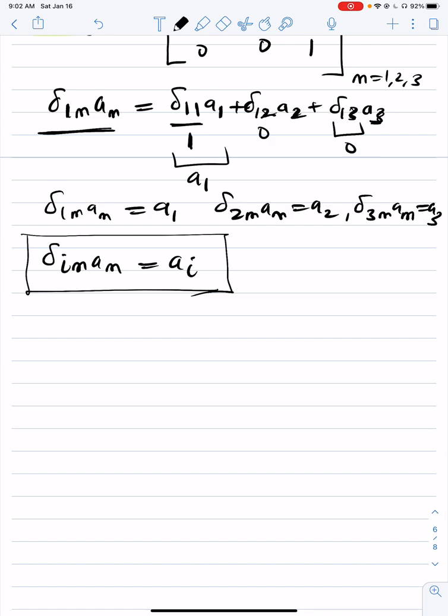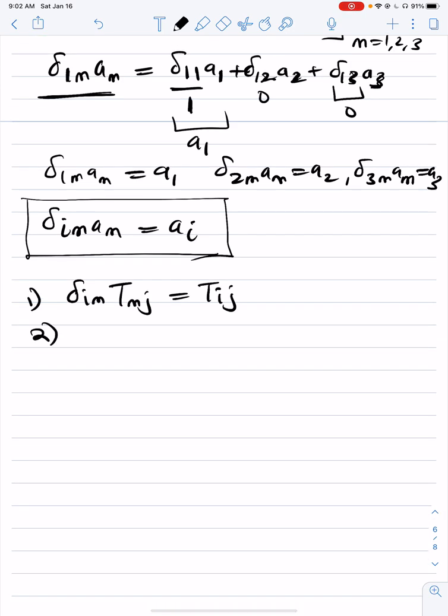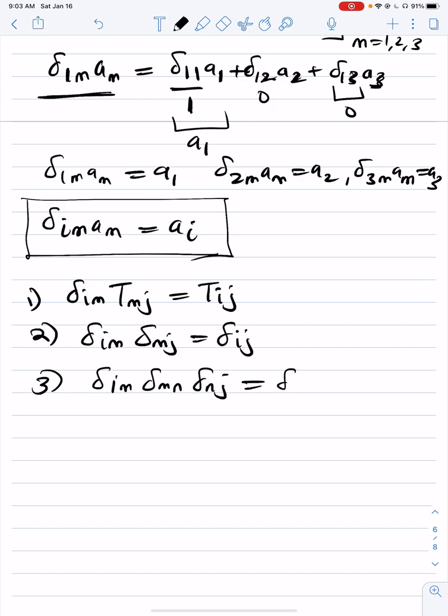Then finally, you can also verify. There are lots of expressions to verify, and they're kind of easy. Delta im and tmj gives you Tij. You can verify that too. Another one you can verify should be delta im delta mj equals delta ij. Another one should be delta im delta mn and delta nj equals delta ij.